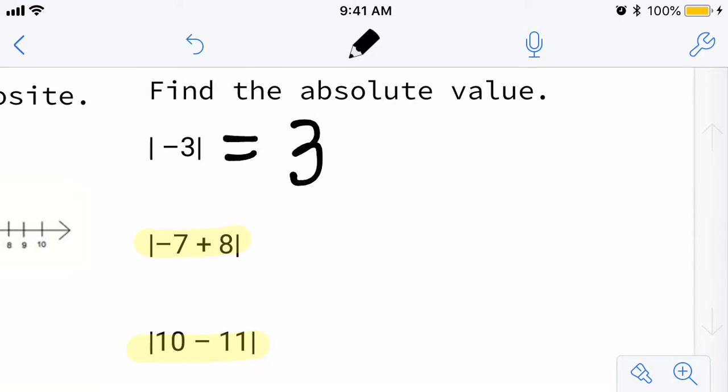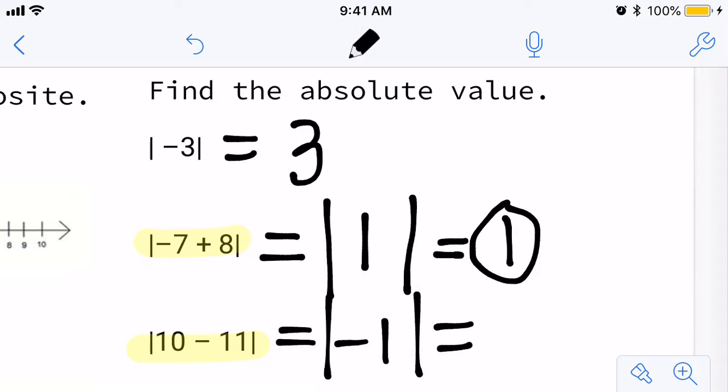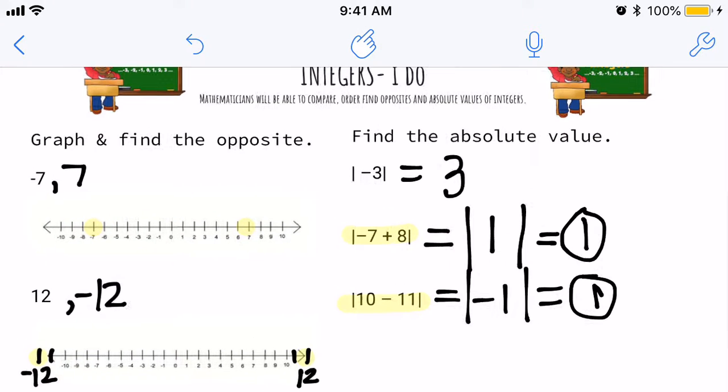So you can't tell me the absolute value of 7 and 8 separately. You have to solve negative 7 plus 8. So if I have more positive, that leaves me with 1. I keep the goalpost or the absolute value around it, and then I say my final answer is positive 1, or the distance from 0. 10 minus 11. Well, if I'm taking away more than I have, that's going to leave me with a negative 1. And then the absolute value of that is 1. And there's your second slide for integers.